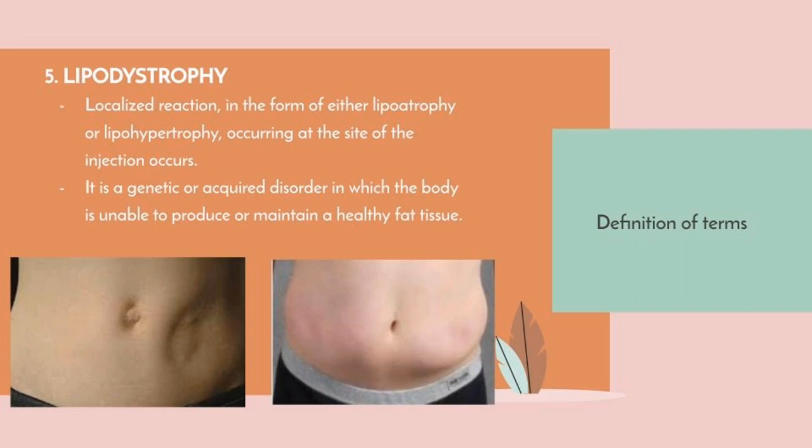Next, we have lipodystrophy. This is the localized reaction in the form of either lipoatrophy or lipohypertrophy occurring at the site of injection. This is a genetic or acquired disorder in which the body is unable to produce or maintain healthy fat tissue. So in these example pictures, the one on the left side is the lipoatrophy and the one on the right side is the lipohypertrophy.